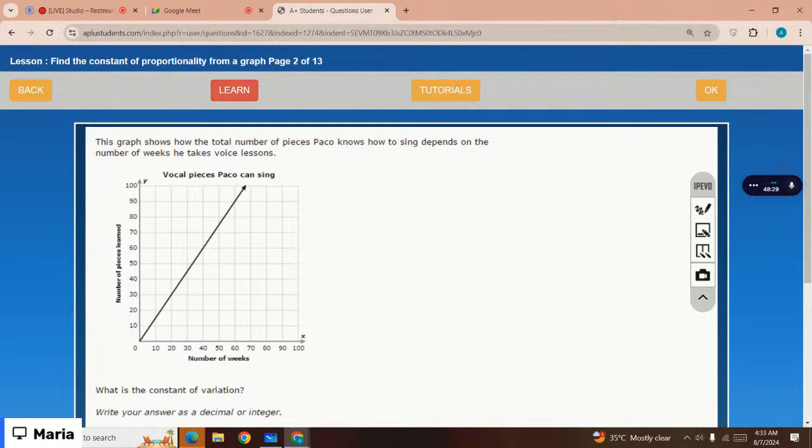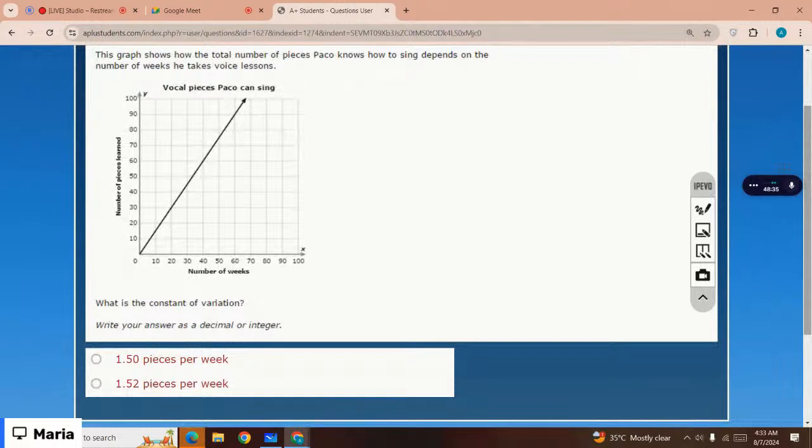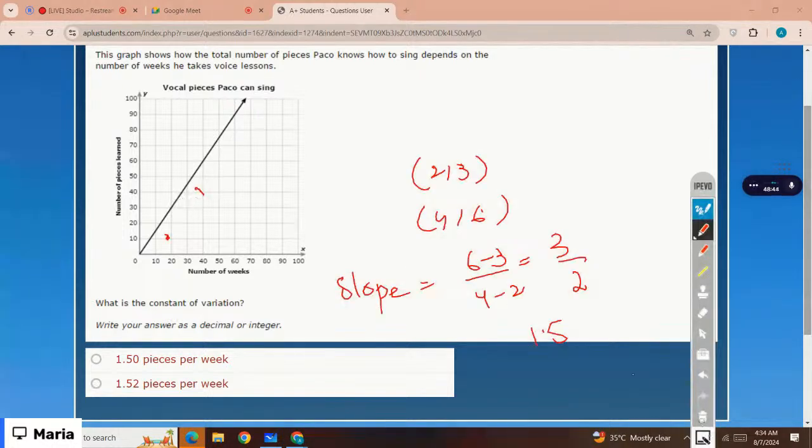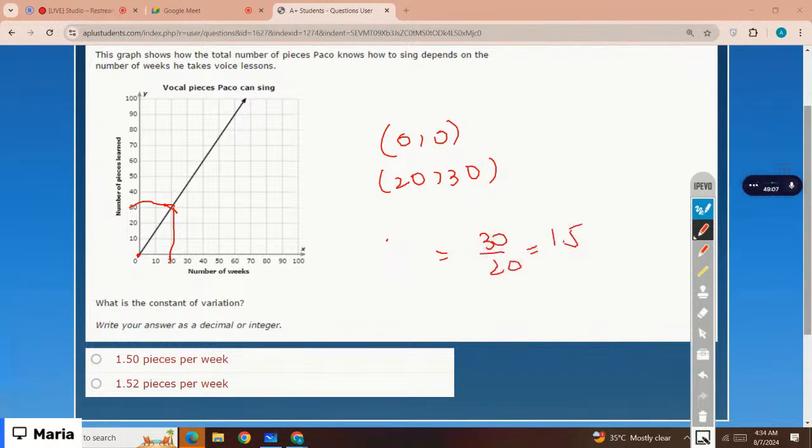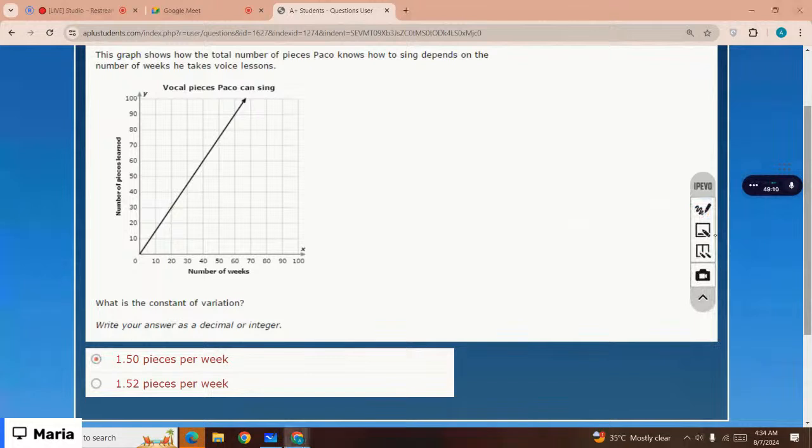The graph shows how the total number of pieces Paco knows how to sing depends on the number of weeks he takes voice lessons. So you need to find the constant of variation. So just select any 2 points on the graph and calculate the slope. The first one is 0, and the second one is x is 20 and y is 30, right? Match it to the x-axis and then to the y-axis. So the slope is y2 minus y1 over x2 minus x1, that is 30 over 20 equals 1.5. The correct option is again 1.5. Option number 1 is the correct option.